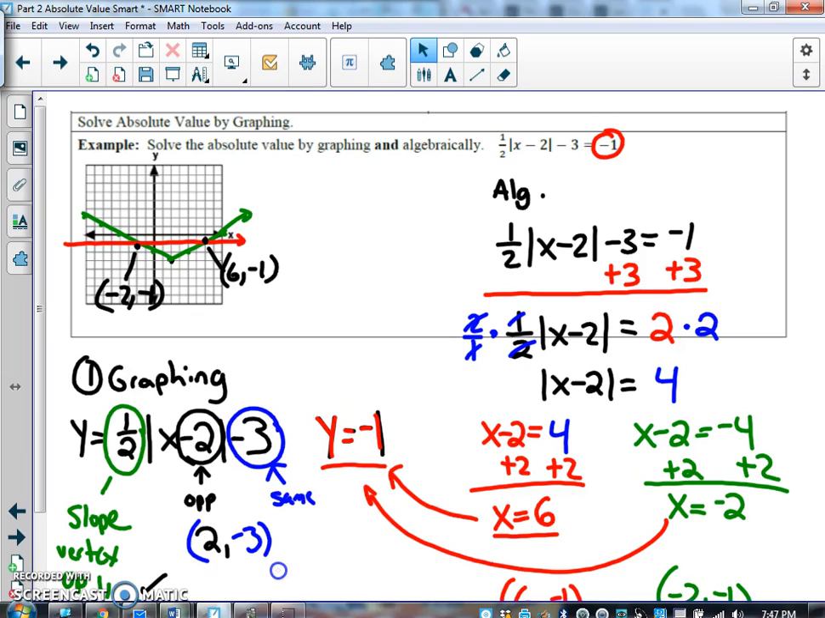All right, go ahead and do some solving of absolute values by both graphing and algebraic manipulation.